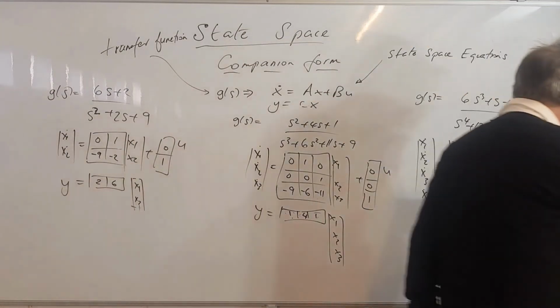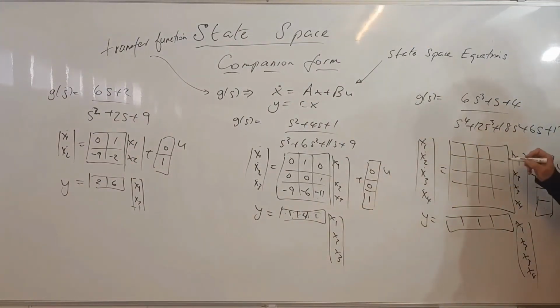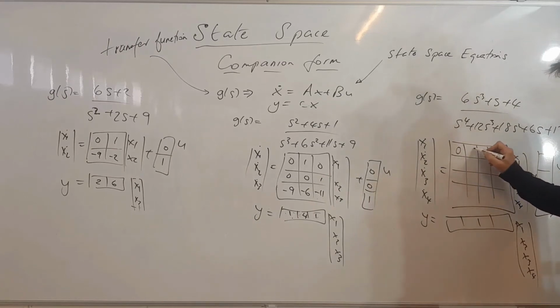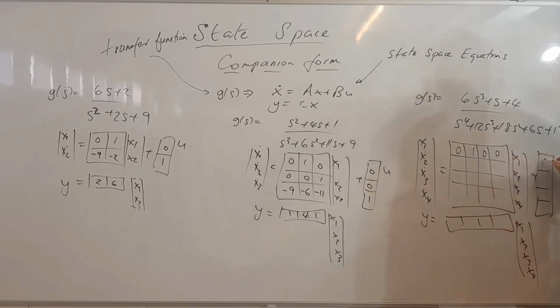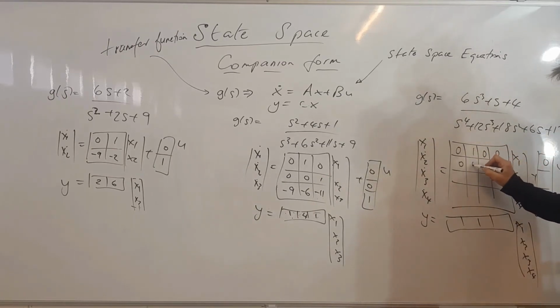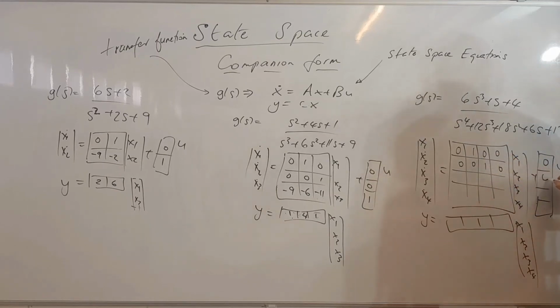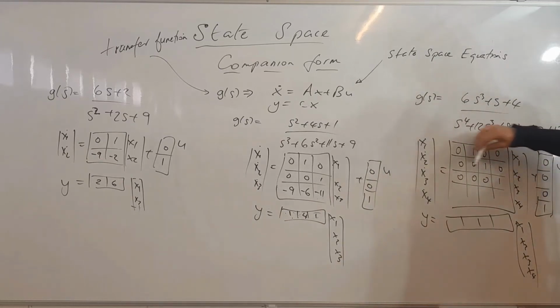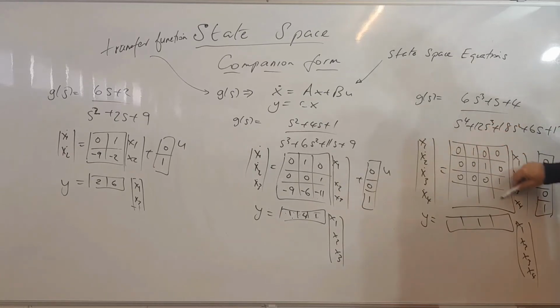So let's move on here. The technique is we put in a 0, 1, 0, 0, 0, 0, 0, 1, 0, 0, 0, 0, 0, 1, 0, and a 1 in there. So this all fills up with zeros, 1 down there, 1 here, 1 off the main diagonal. Then I'll try and get it right this time.